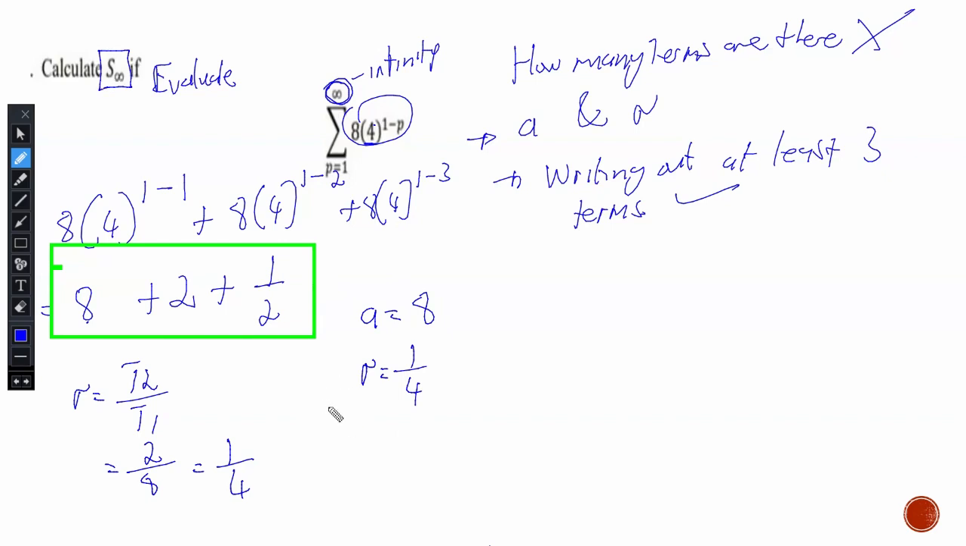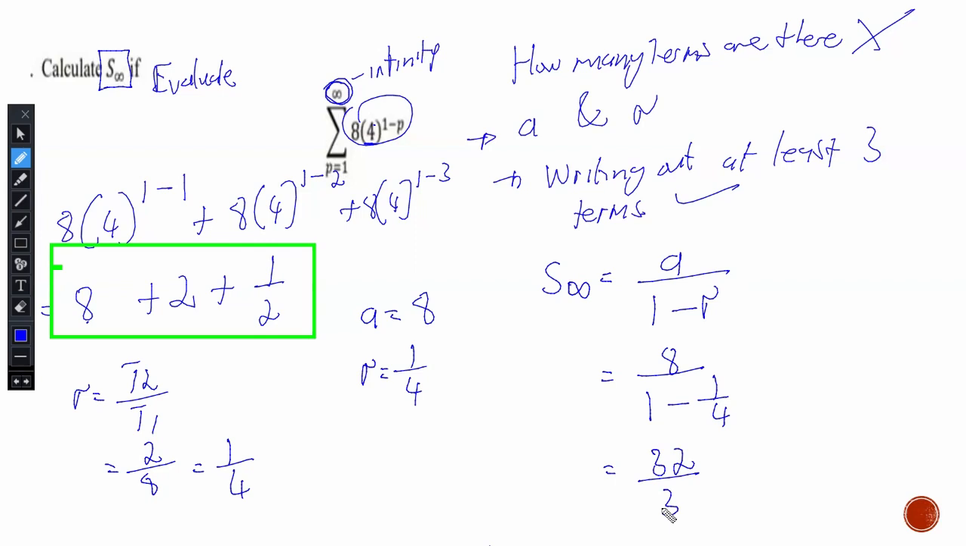We need the value of a and the value of r to calculate sum to infinity. So we're going to say sum to infinity is equal to a over 1 minus r. Our a value is 8, and then we have 1 minus 1 over 4. Right. So this is supposed to give us 8 over 1 minus 1 over 4. It's 32 over 3.